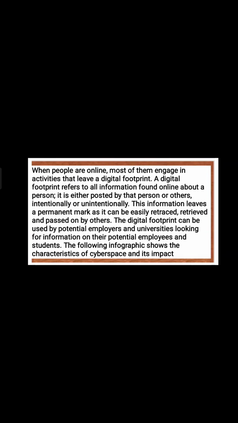When people are online, most of them engage in activities that leave a digital footprint. A digital footprint refers to all information found online about a person. It is either posted by the person or others intentionally or unintentionally. This information leaves a permanent mark as it can be easily retrieved and passed by others. The digital footprint can be used by potential employers and universities looking for information on their potential employees and students. The following infographic shows the characteristics of cyberspace and its impact.